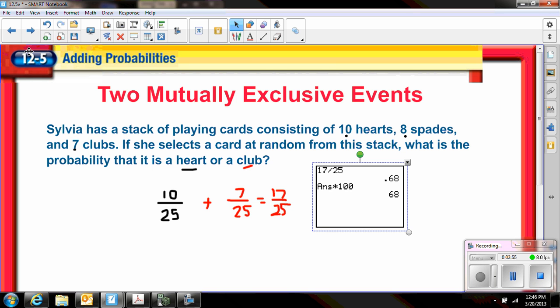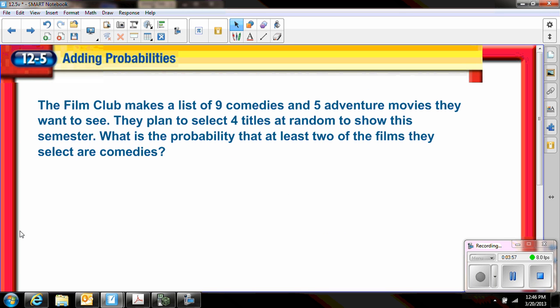Let's try another one, a little bit harder this time. The film club makes a list of 9 comedies and 5 adventure movies they want to see. They plan to select 4 titles at random to show this semester. What's the probability that at least 2 of the films they select are comedies? Keyword here is "at least." Because they say "at least," that means it could be 2 comedies, it could be 3 comedies, or it could be 4 comedies. So what we have to do is we have to look at each given situation.